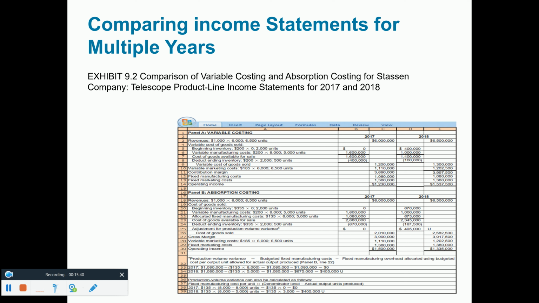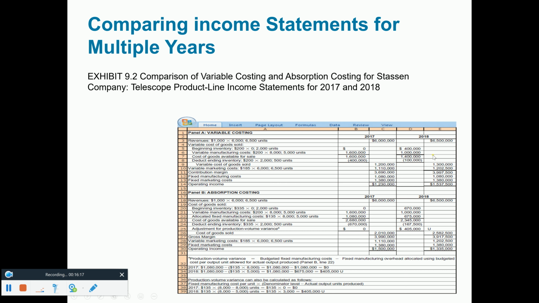All right, that is the big difference. And that brings us to this next slide. You can see with this next slide, we have variable versus absorption. In this case, we don't have them side by side, but we have them on top of each other. Variable costing is at the top. Absorption costing is at the bottom. Now, column B and C are basically what we looked at in the prior slide. For variable costing, if you recall, we just finished this. The operating income was $1,230,000. But with absorption costing, the operating income was $1.5 million.